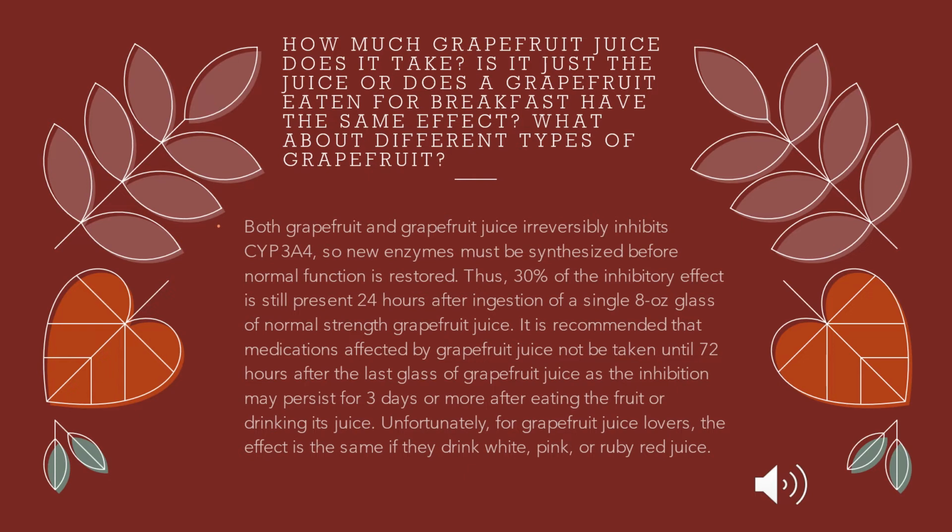Thus, 30% of the inhibitory effect is still present 24 hours after ingestion of a single 8-ounce glass of normal strength grapefruit juice. It is recommended that medications affected by grapefruit juice not be taken until 72 hours after the last glass of grapefruit juice, as the inhibition may persist for 3 days or more after eating the fruit or drinking its juice. Unfortunately, for grapefruit juice lovers, the effect is the same if they drink white, pink, or ruby red juice.